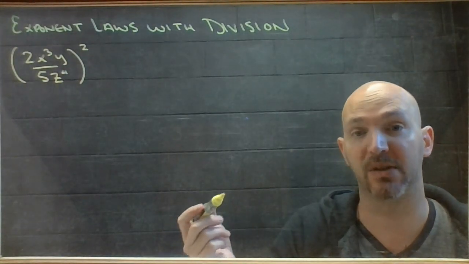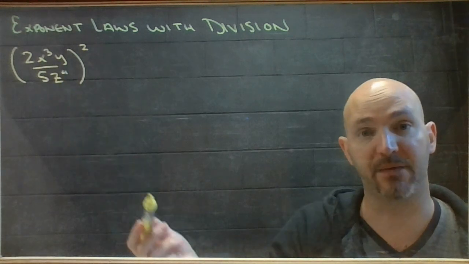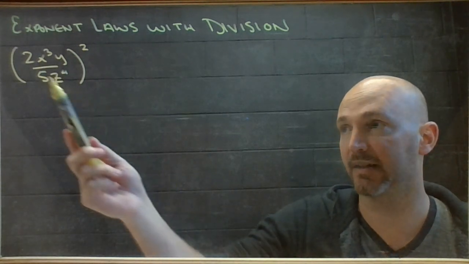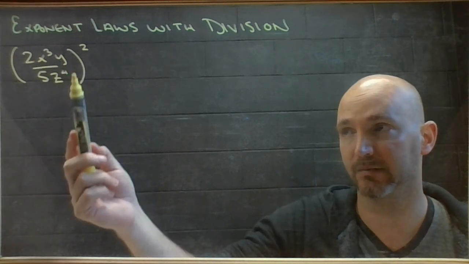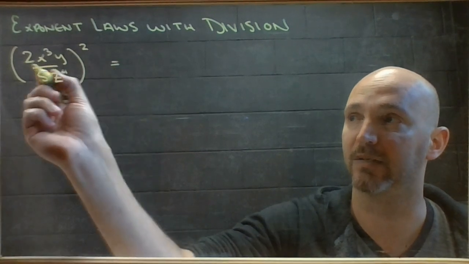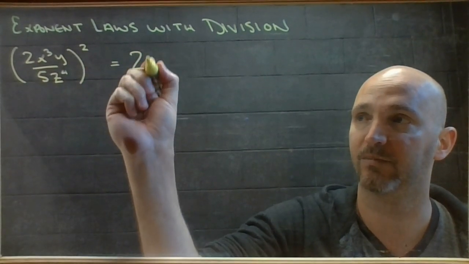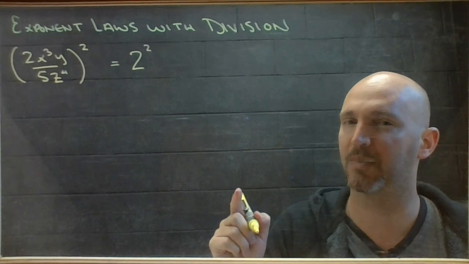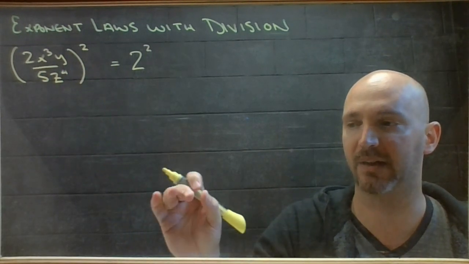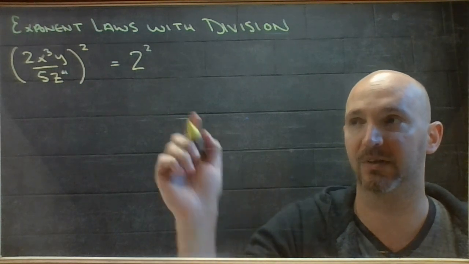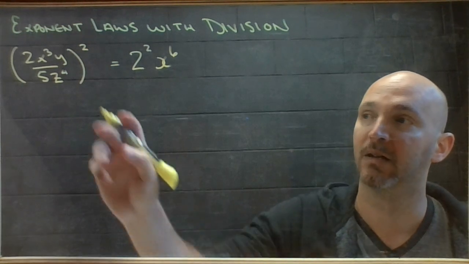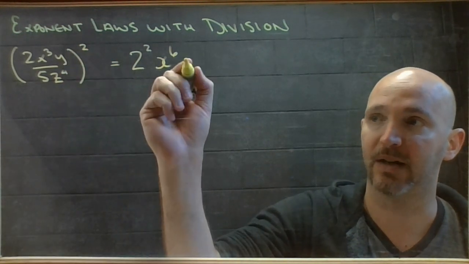Even if the expression's more complicated, it's just got more stuff in there, more letters, the exponent law still applies. Everything that was in here gets that too. So I'm going to have to do 2 squared. I'm going to skip a couple steps here. X cubed squared, that would be x cubed times x cubed. That's 6 x's in a row. Y gets the squared.